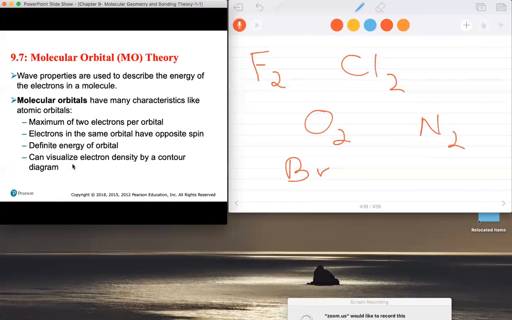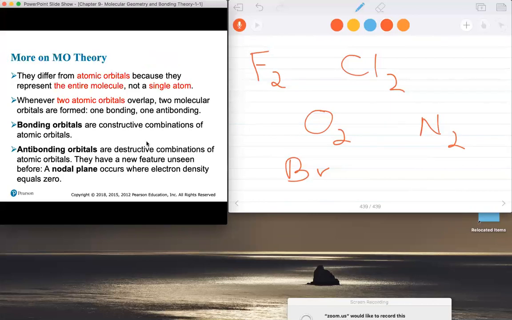You can visualize the electron density contours using a diagram. I'll show you the diagram later. Just to describe atomic orbitals versus molecular orbitals, which we will see later on: when two atomic orbitals overlap, two molecular orbitals are formed. We have one bonding and one antibonding. Let me explain what bonding and antibonding mean.